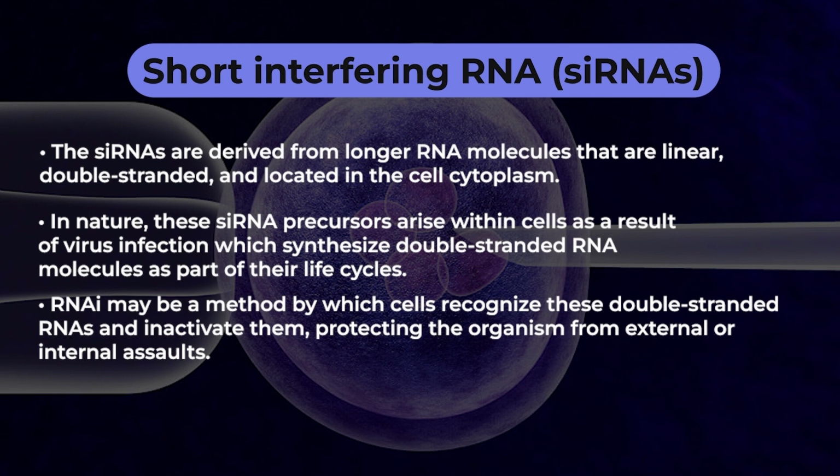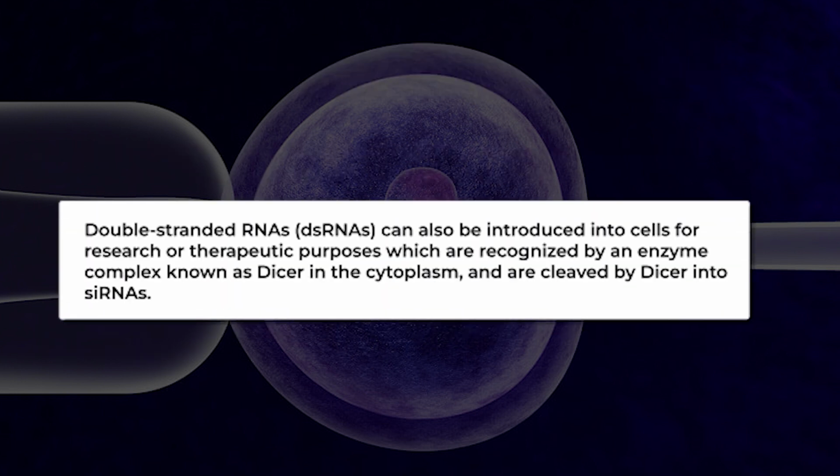RNA interference may also be a method by which cells recognize double-stranded RNA from a foreign particle and inactivate it, to protect the organism from external or internal stimuli or infection. Now, these double-stranded RNA molecules can also be introduced into the cell for research and therapeutic purposes, and are recognized by an enzyme complex known as dicer in the cytoplasm and cleaved into siRNA. So, basically the double-stranded siRNA precursors are recognized by the dicer enzyme complex and cleaved into siRNA, and this is how siRNA comes to the cytoplasm.